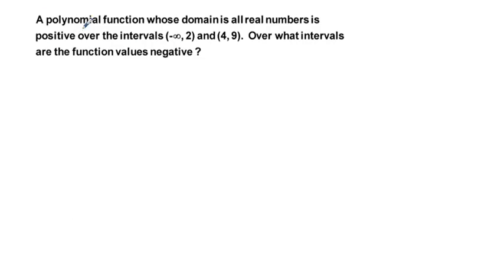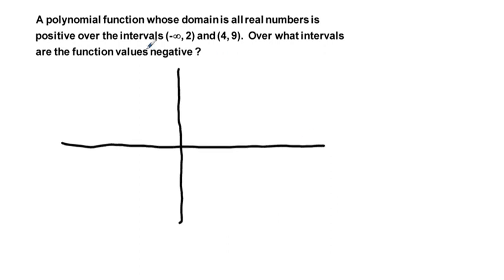Next, a polynomial function whose domain is all real numbers is positive on which intervals, and on what intervals is the function negative? What we have for a polynomial function is this. I'm just going to draw a sketch here. It says positive from the interval negative infinity to 2. So here's 2. That's a key point. Here's another key point given here, 4, a key x value, and then 9.